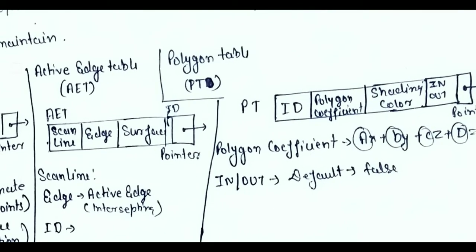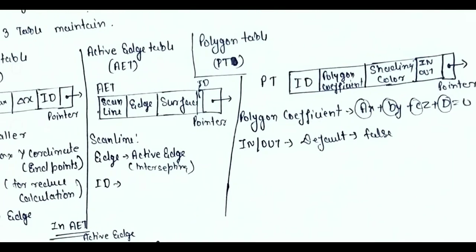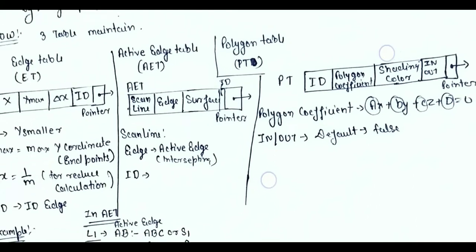Next is the polygon table. In the polygon table, first one is id. Next, polygon coefficients. Polygon coefficients mean the surface equation I told you before, ax plus by plus cz plus d, so the four coefficients a, b, c and d come here. Next is shading color, meaning what color will be used. And next is input output, whose default value will be false, or you can use 0 or 1 also. So these things are in the polygon table. I hope now you understand what tables are there.